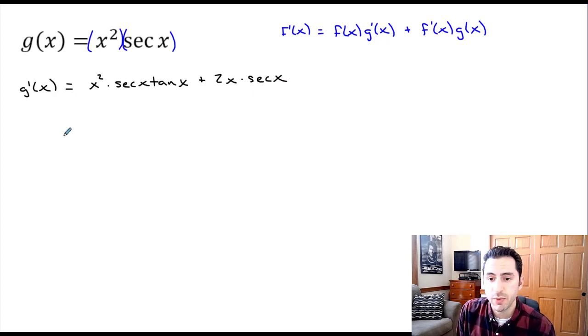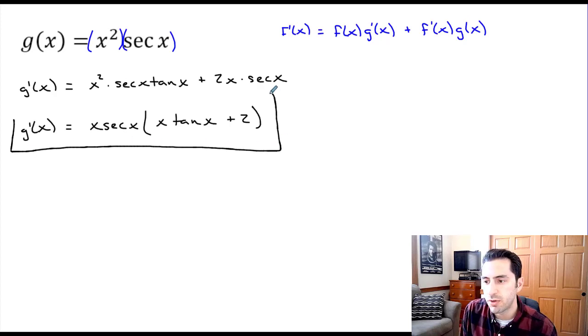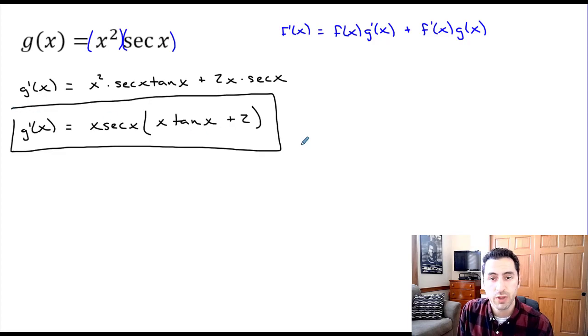And to finish this one up, why don't we factor out an x and a secant from each of those terms? So g prime of x, let's write this as x secant of x times x tangent of x from that first term, and we're left with 2 from that second term. So in this case, just an alternate form to write this in, but here's the derivative of the function g using the product rule.